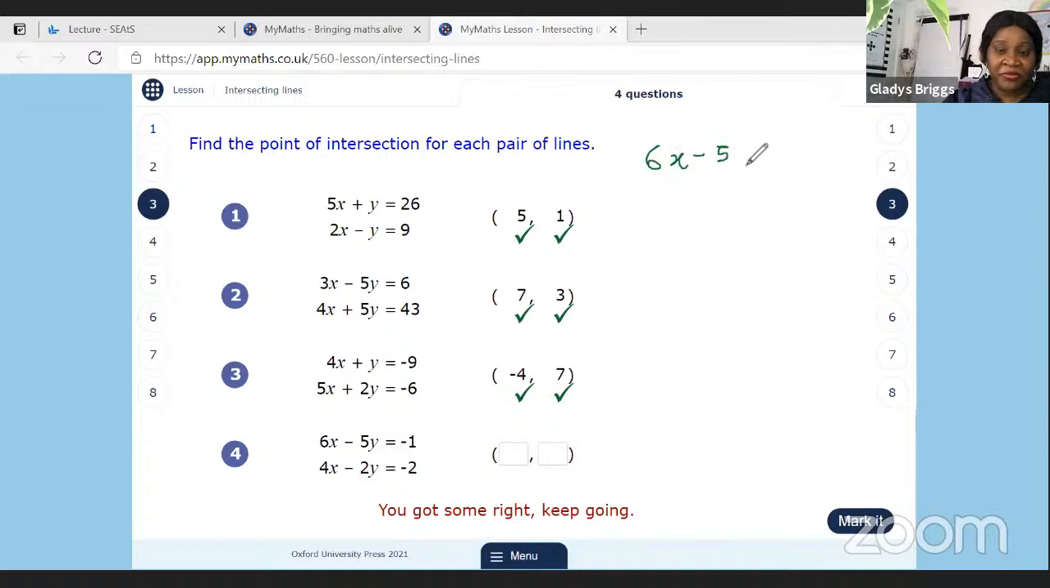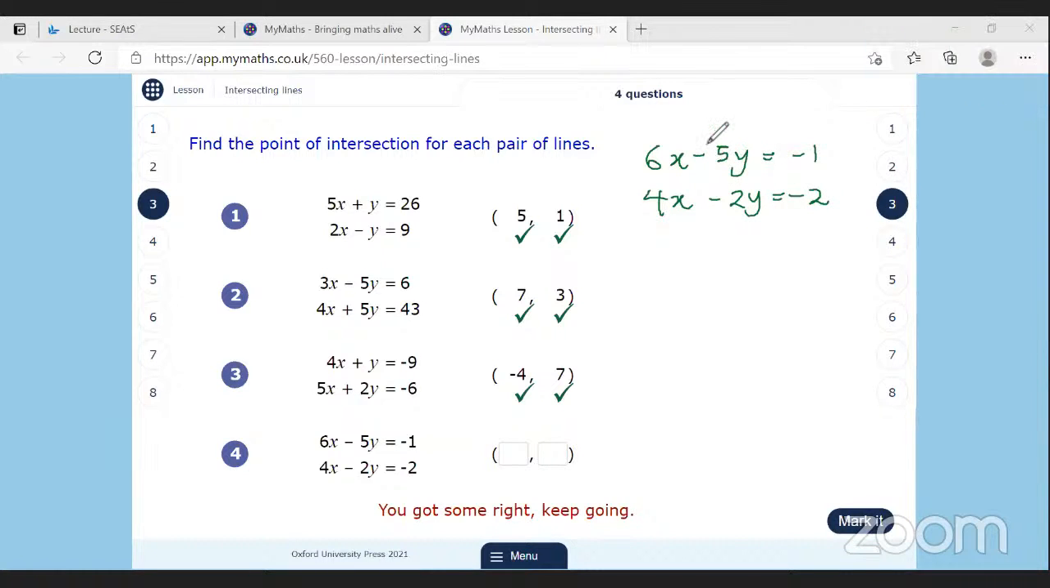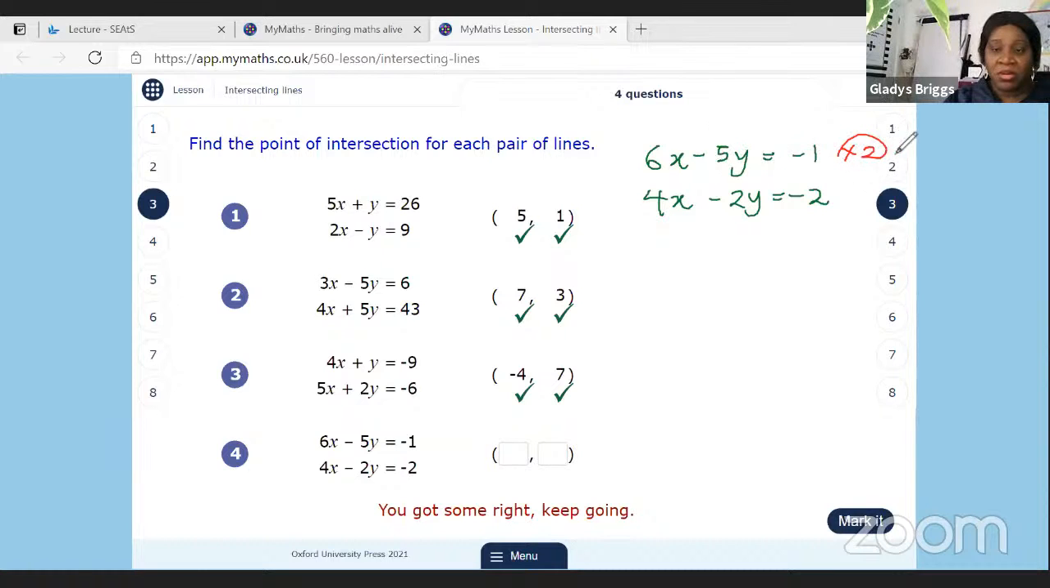6x minus 5y is equal to -1. 4x minus 2y is equal to -2. Now we can times this equation by 2, and times this one by 5 to make them the same. So this would become 12x minus 10y is equal to -2, and this will become 20x minus 10y is equal to -4.